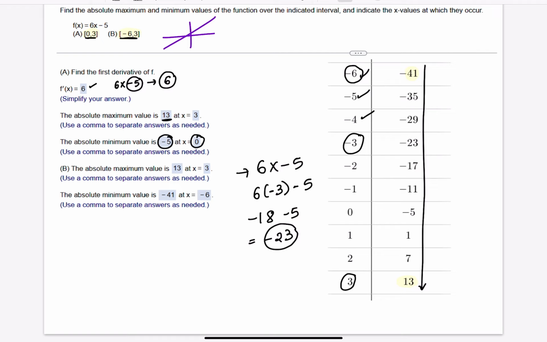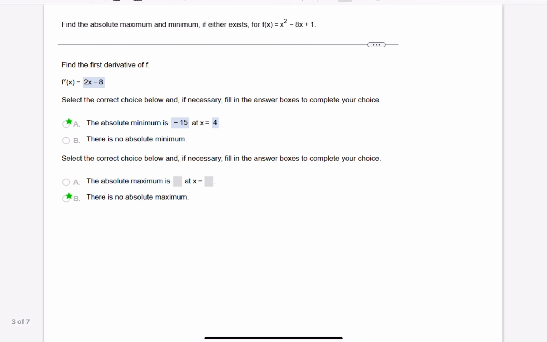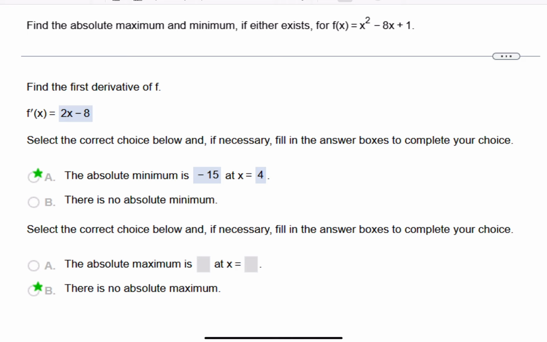All right, now let's go ahead and take a look at the next problem. They said find the absolute maximum or minimum, if either exists, for this function. Again, the easiest way is to go ahead and graph this function and see how it looks, to see if you can find the absolute maximum or absolute minimum. This is going to be a quadratic equation, and I know it looks something like this, so I know I'm going to have a minimum value, but the maximum value is going to be infinity. You can graph this and check it out. But what if your calculator fails, right?